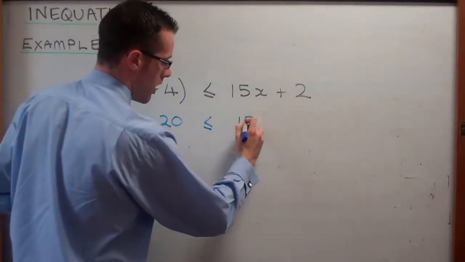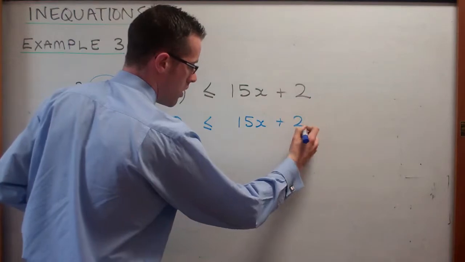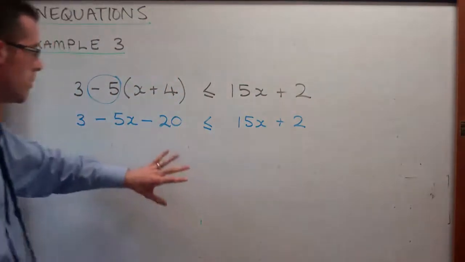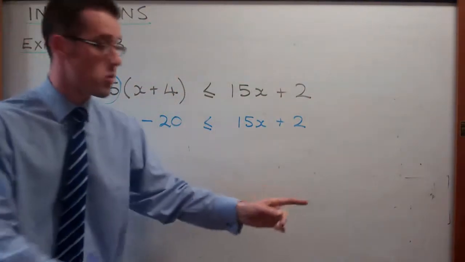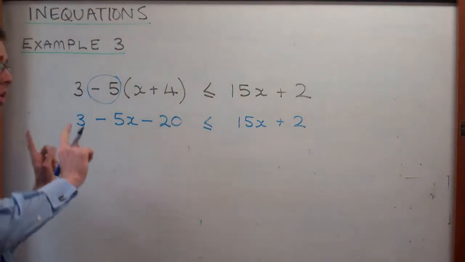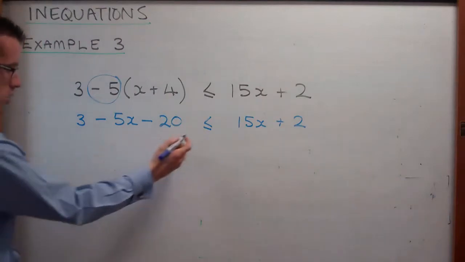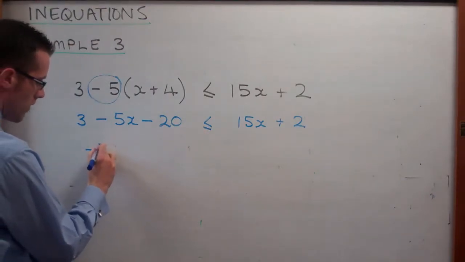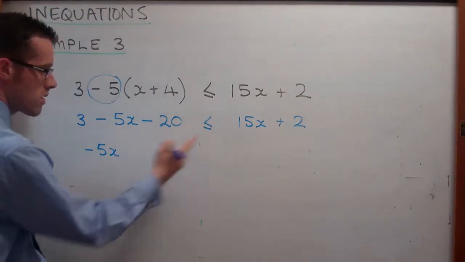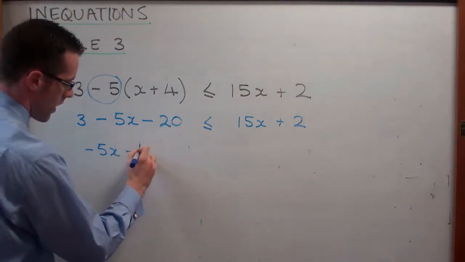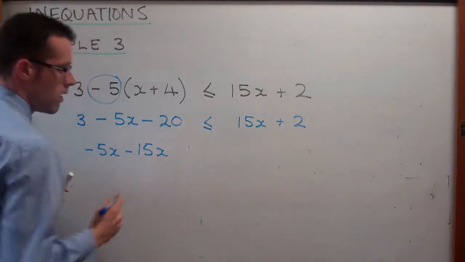We can see that there's nothing to do to the right hand side for just now, but what we're going to have to do now is collect like terms. So all the x's are going to go over here, all the numbers are going to go over there. We just have to be careful of the signs when we do that. Alright, so negative 5x stays where it is, and negative 15x is coming over to join it.